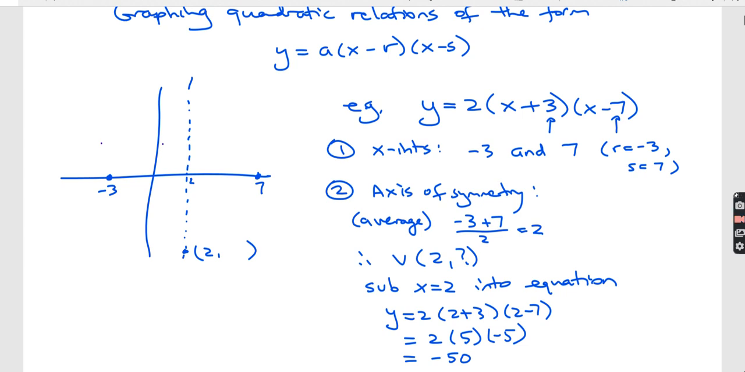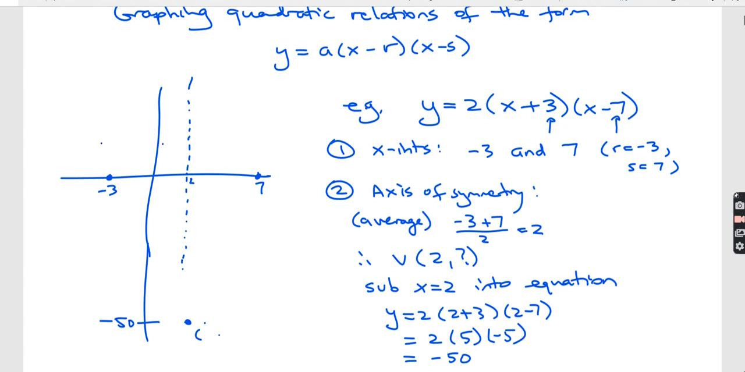So my vertex, okay, I've drawn it a little bit high. Let's go a little lower. I don't have a scale really, but I can draw it a little bit lower just to illustrate. So let's go much lower, negative 50. And so here's my vertex. My vertex is at 2, negative 50.